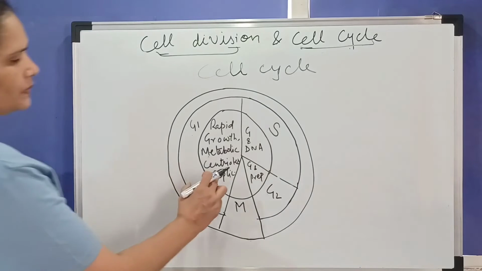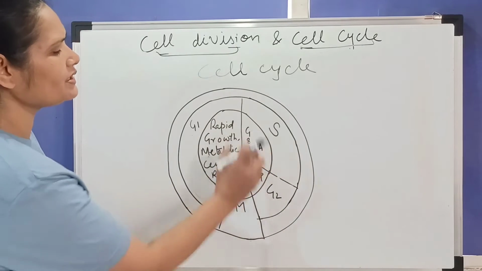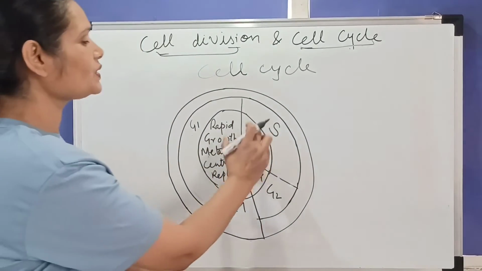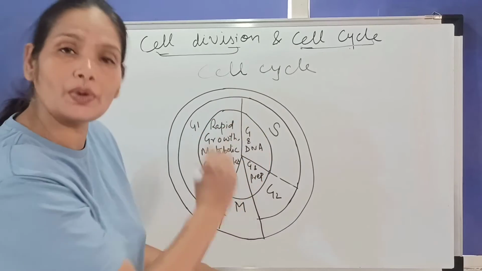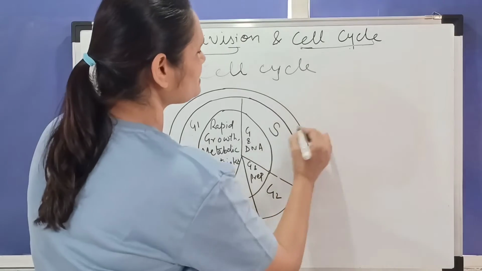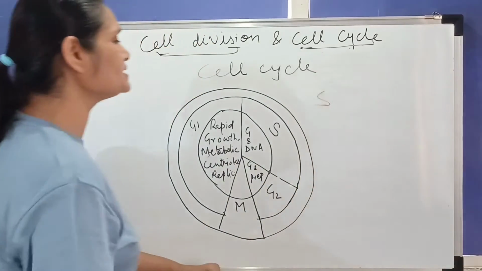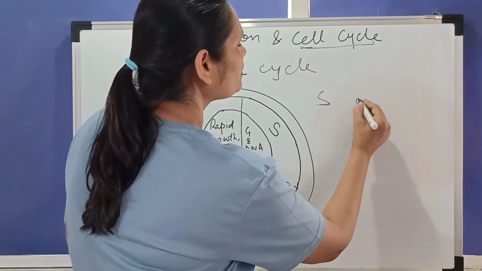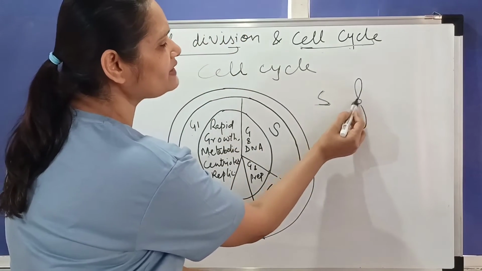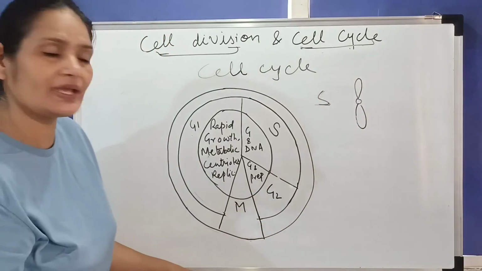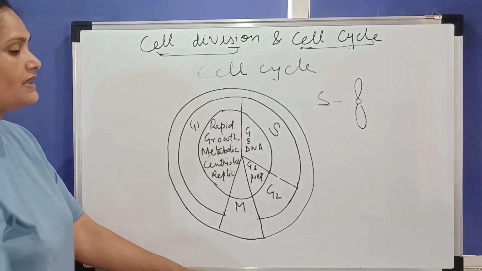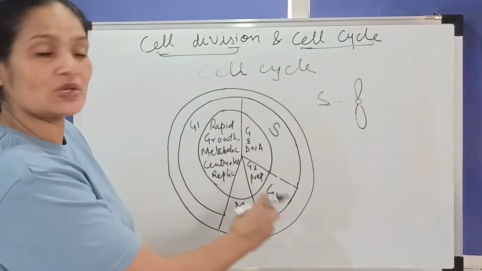Now after this, the cell enters the S phase, or the synthesis phase. In this S phase, growth and DNA replication take place. As the DNA replication takes place in the S phase, the chromosomes are divided into 2 chromatids. So this is what happens in the S phase due to the replication of the DNA. Then comes the final growth phase, or the G2 phase.